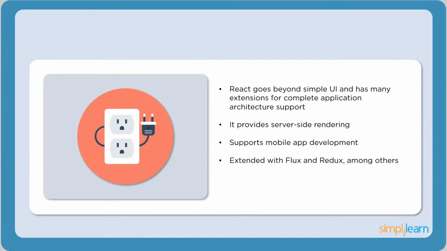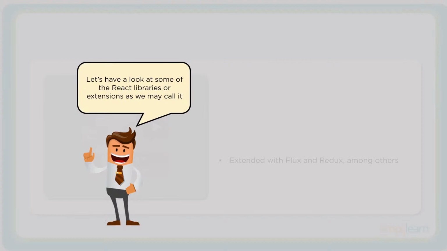React has many extensions that we can use to create full-fledged front-end applications. It provides server-side rendering, which means that the application is rendered on the server rather than in the browser. React Native, which is a React extension, is used for developing mobile applications. There are many other extensions that React provides for every scenario in web development. Now let's look at a few of them.